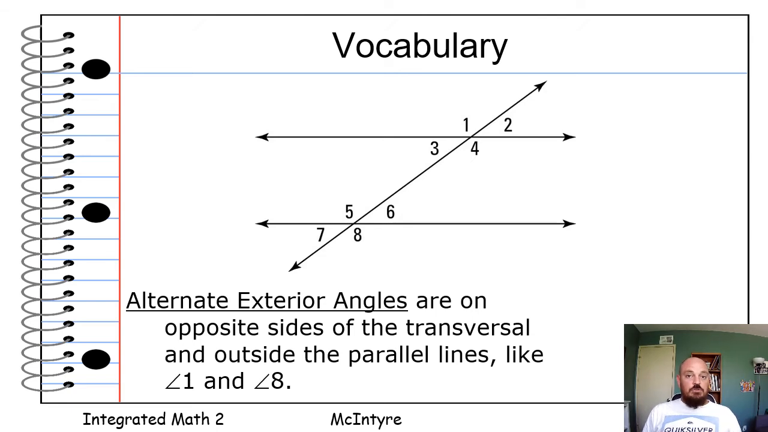Okay, next we have alternate exterior angles. Now, alternate means the same thing. Exterior means the opposite of interior. So this time, instead of two angles in between the parallel lines, we want two angles on the outside of the parallel lines. But we still want them to alternate. We want one from each side of the line. So the example I gave you for the notes was 1 and 8. One from each side of the transversal, but this time they are exterior. They're on the outside of the two parallel lines. And the other example I could have used, 2 and 7.